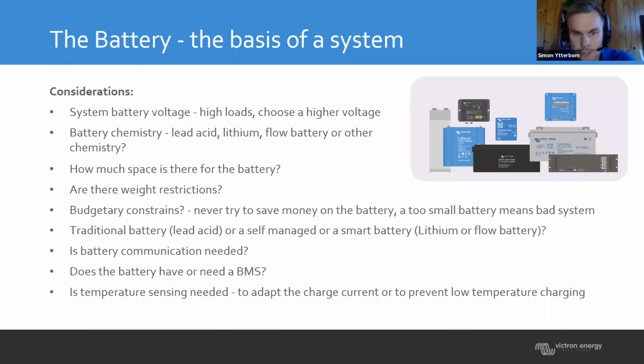Another thing to consider is the space and weight restrictions that you may have. Certain batteries, of course, lithium offers less space and also less weight. So if that's an important factor, well, maybe we should take a look at that.